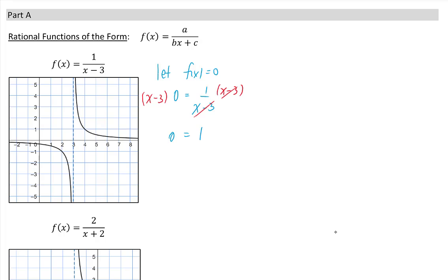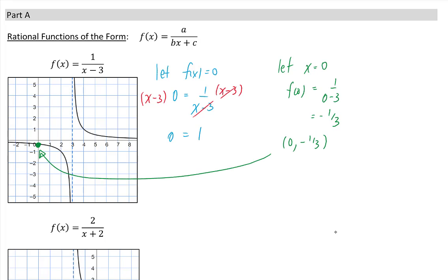If we want to determine the y-intercept, we let x equal 0. Therefore, f at 0 is equal to 1 over 0 minus 3, which is equal to negative 1/3, which we can see here on the graph. So we have the point 0 and negative 1/3. f of x is a function since it passes the vertical line test, which means that for every x value, there is only one y value.